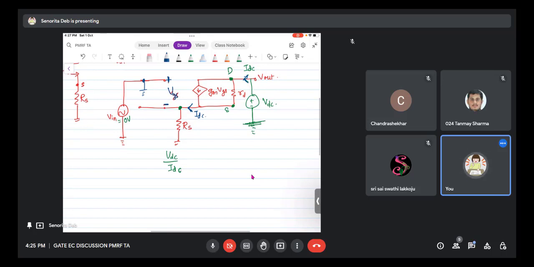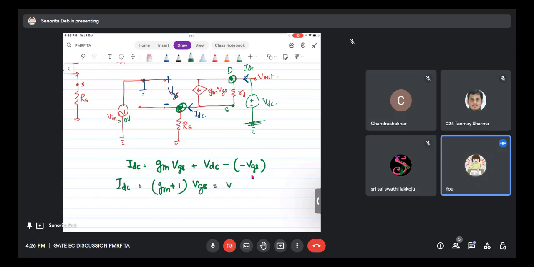So we will have two KCLs, I think. Let's have one KCL at node D. KCL at node D will be IDC equals GM VGS plus VDC minus of minus VGS. Is this fine? Please let me know. Because this node is minus VGS, and this node is Vout, VDC. So IDC equals GM VGS plus VDC minus of minus VGS. So your first equation is IDC equals GM times VGS plus VGS equals VDC. This is the first thing.